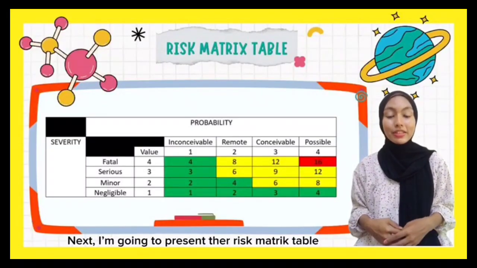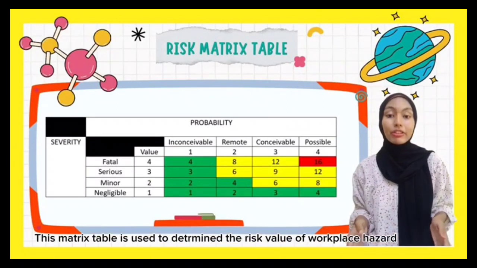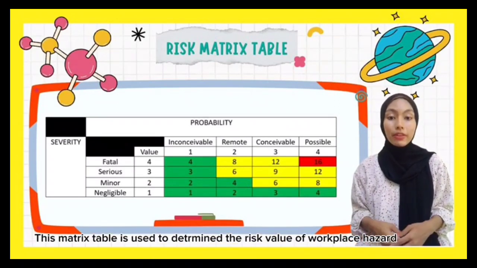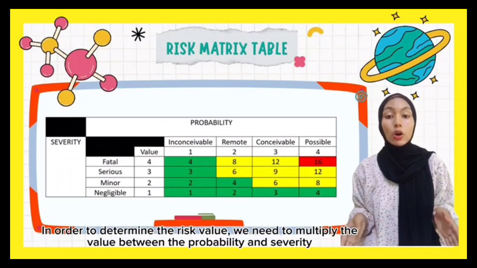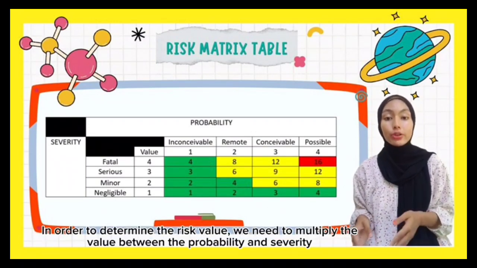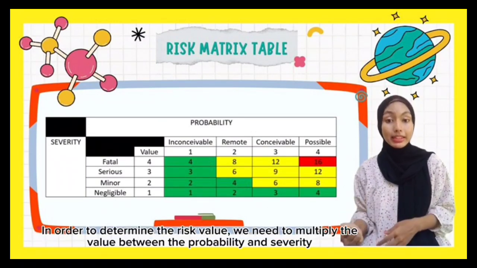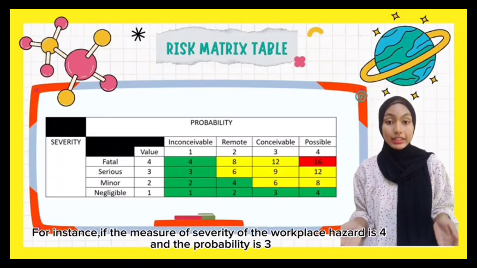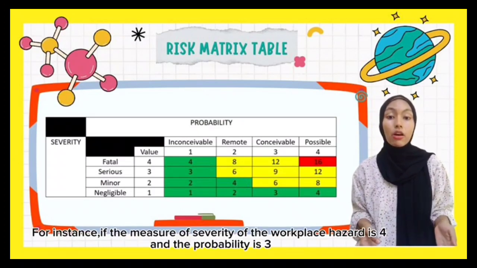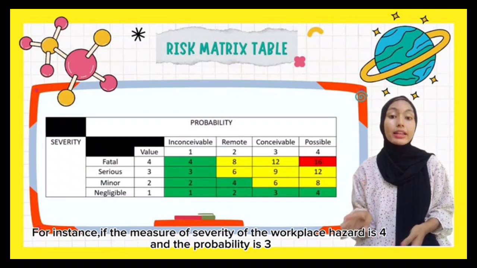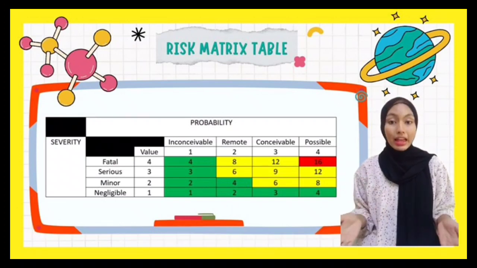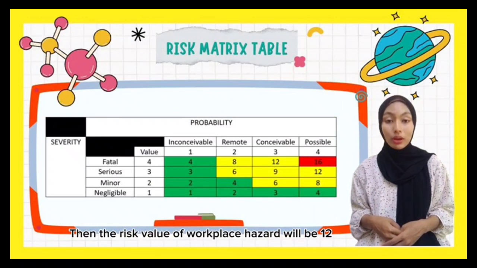Next, I am going to present the risk matrix table. This matrix table is used to determine the risk value of a workplace hazard. In order to determine the risk value, we need to multiply the value of the probability and severity. For instance, if the severity of the workplace hazard is 4 and the probability is 3, then the risk value of the workplace hazard will be 12.